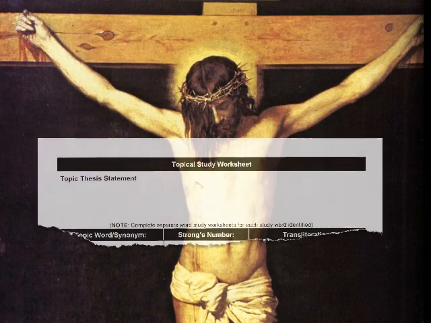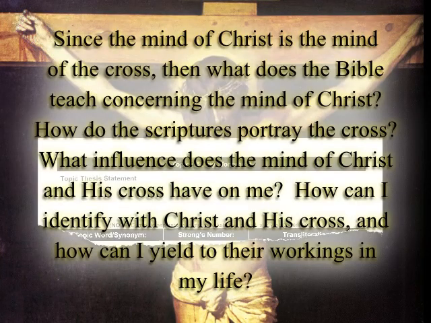Let me explain. One time the Holy Spirit spoke to me this simple truth. The mind of Christ is the mind of the cross. Eventually, I formulated the seed thought into a topical thesis statement. Since the mind of Christ is the mind of the cross, then what does the Bible teach concerning the mind of Christ? How do the scriptures portray the cross? What influence does the mind of Christ and his cross have on me?